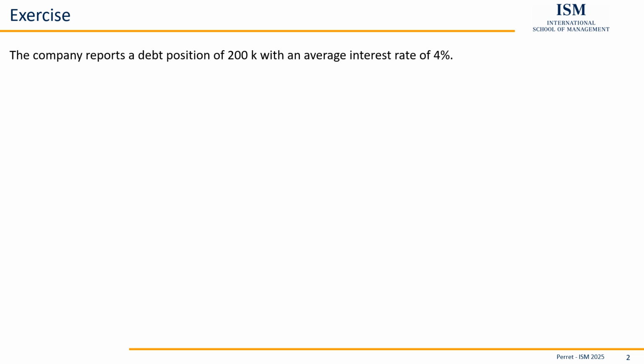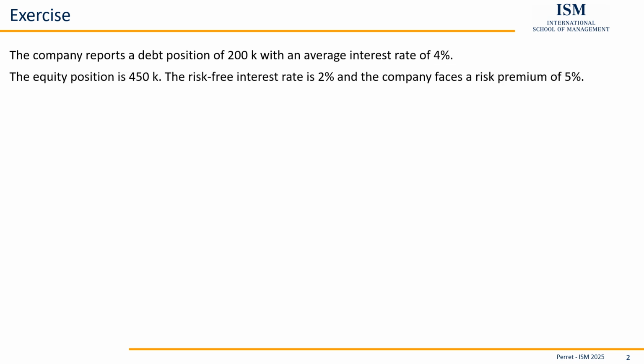Here we have a company which reports a debt position of 200k with an average interest rate of 4%. Additionally, we know that the equity position of the company is 450k, and we have the information that the risk-free interest rate lies at 2%, whereas the company faces an additional risk premium of 5%.